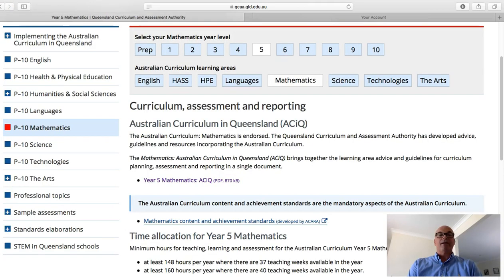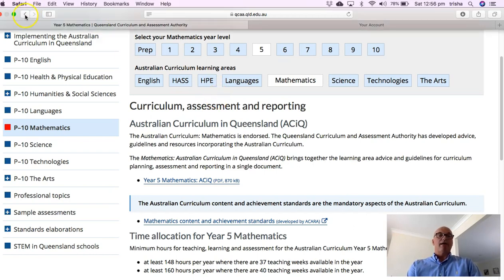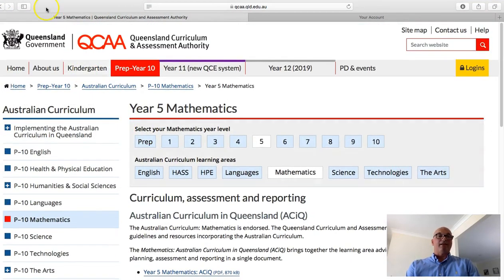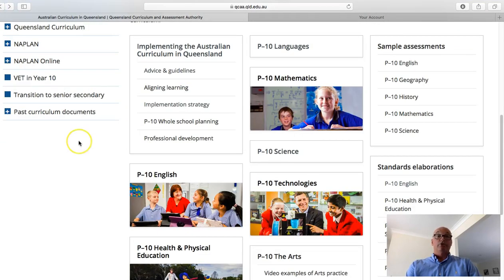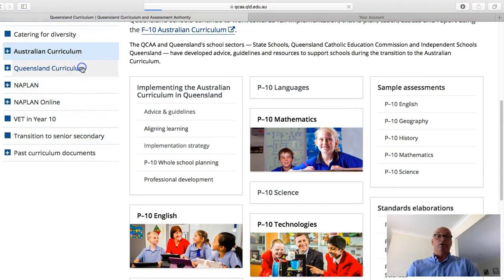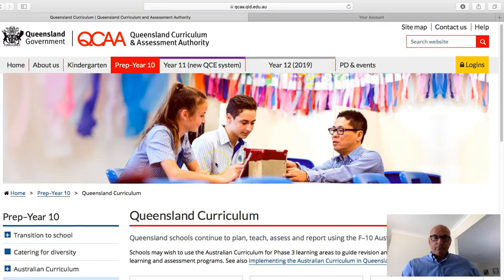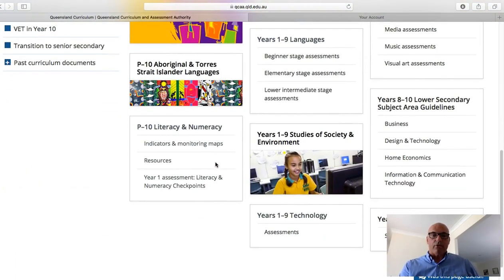So all of the information you need is in that document. That one specifically relates to mathematics in Year 5, but we have a similar document for English, HASS, HPE, etc. for each of the year levels. So that's the Australian curriculum in Queensland, but of course we also have the Queensland curriculum. So let's have a look at what information we've got here.